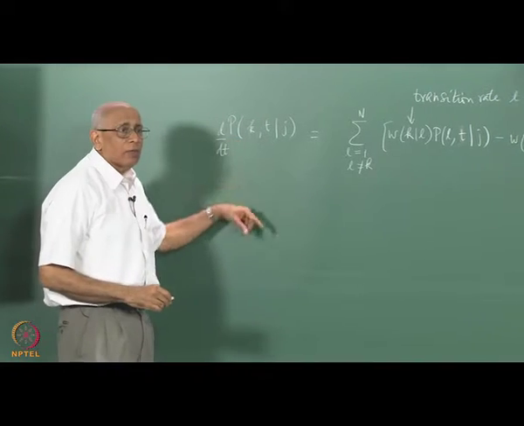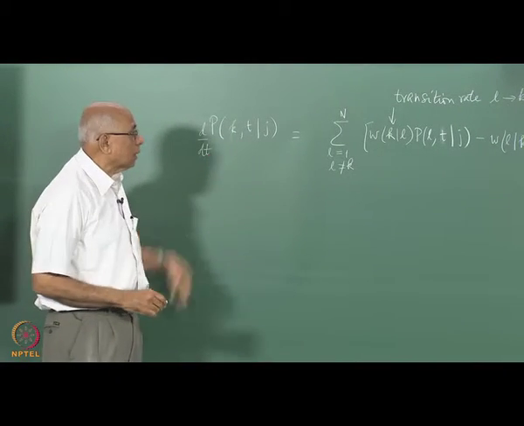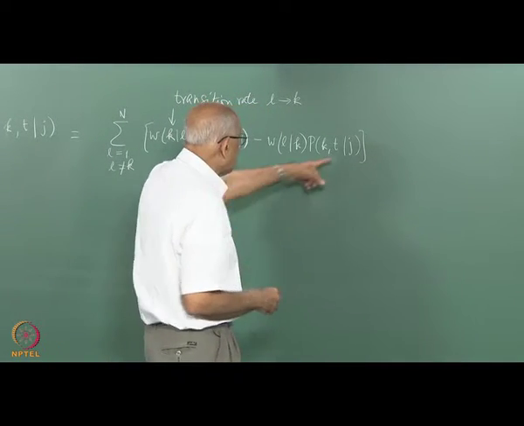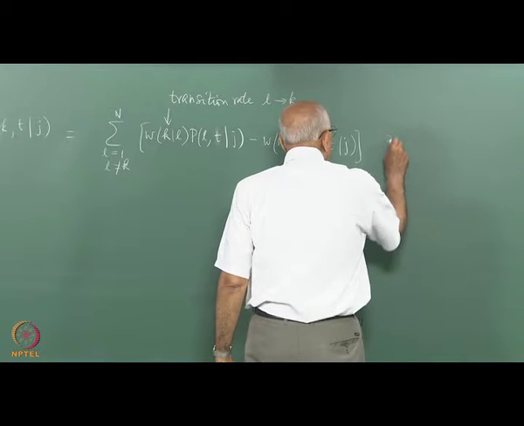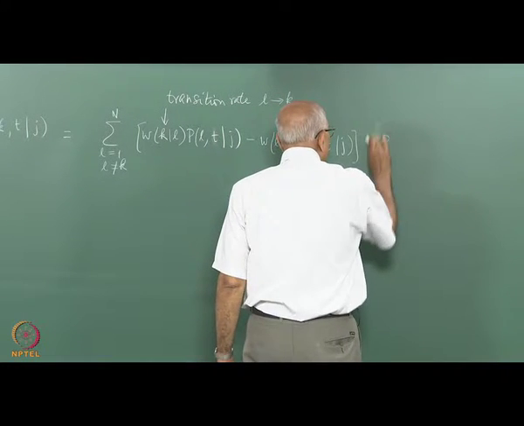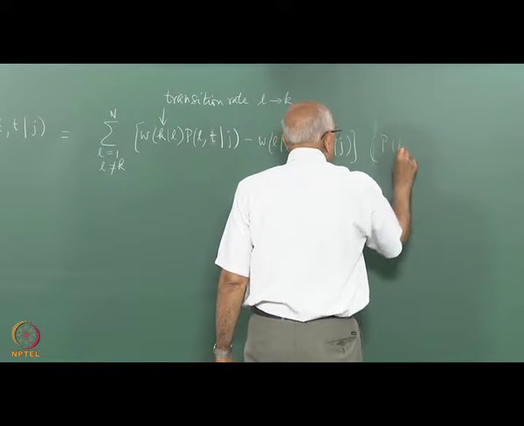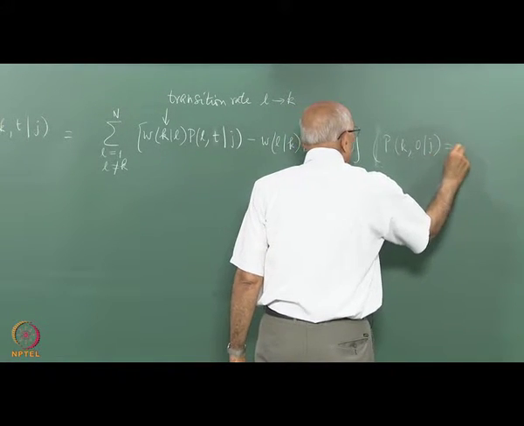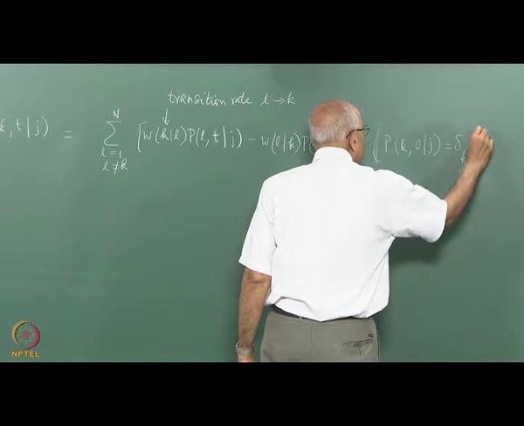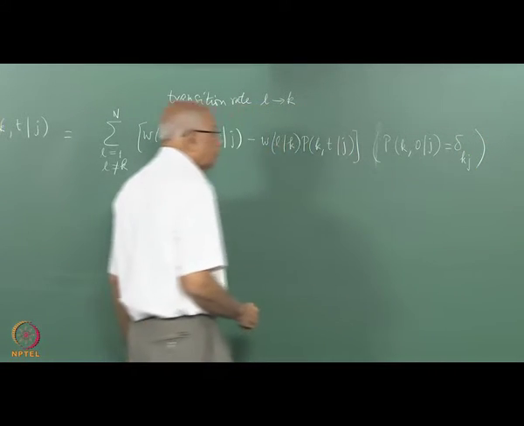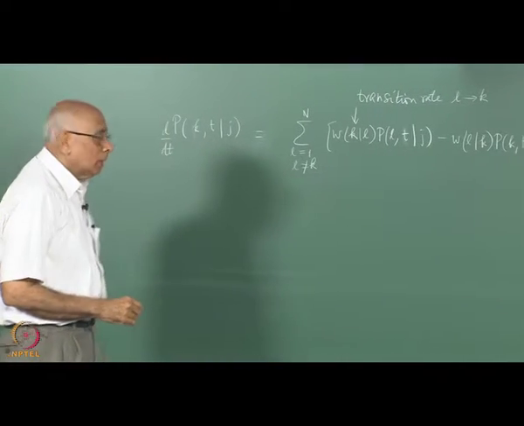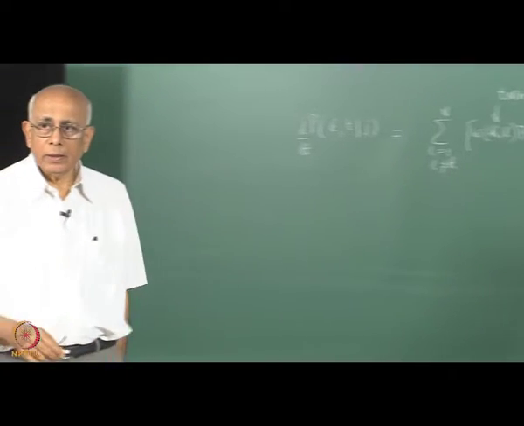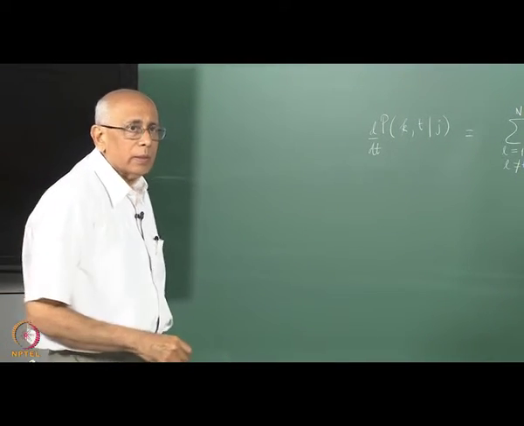It is a coupled set of first order differential equations for this quantity, and of course the initial condition could be anything you care to specify. Since we are talking about conditional probabilities, the initial condition is P of k, 0, j equal to delta k j. So, the task is to solve this set of equations given that initial condition, and then you have a whole host of probabilities.